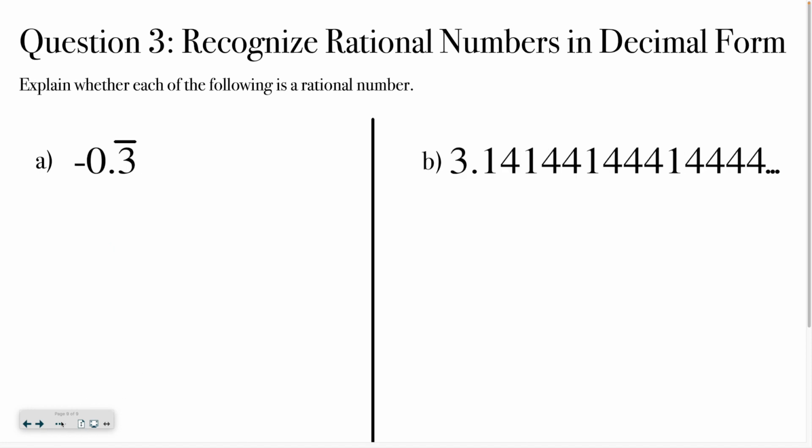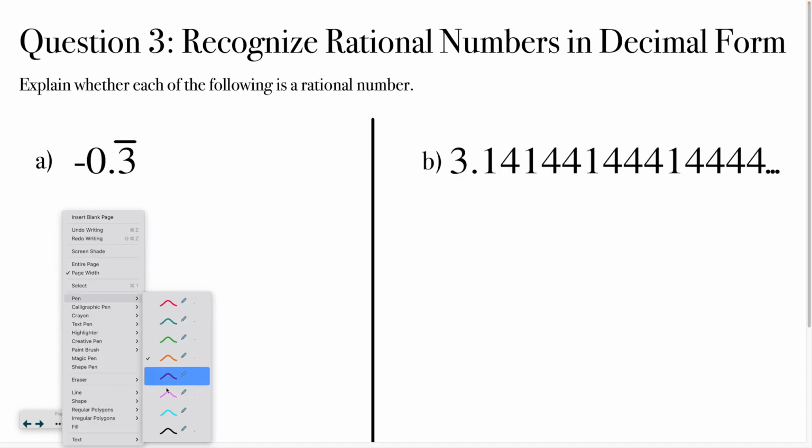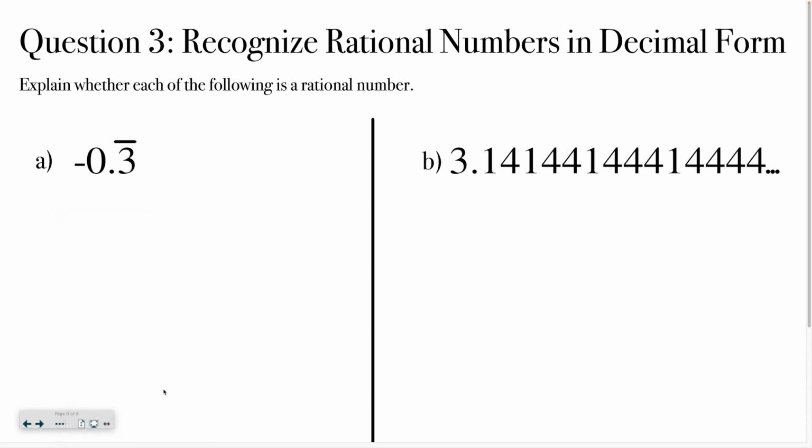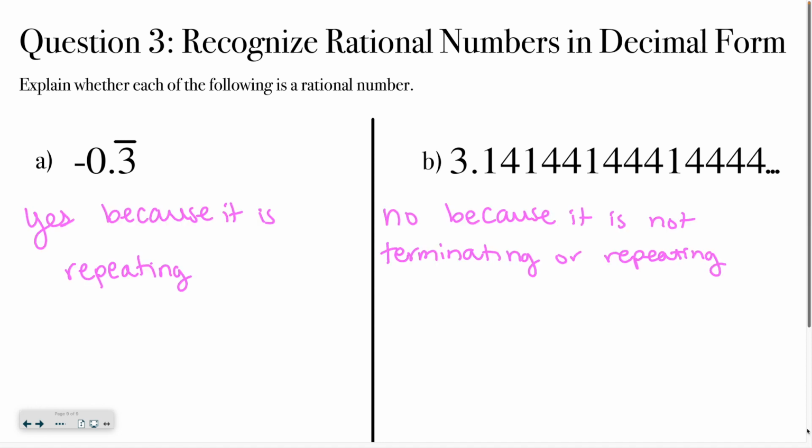Now looking at this question, I want you to answer whether or not these are rational. Okay, so look at letter A, figure out, is that rational? Look at letter B, is that rational? Good luck. All right, for this problem, hopefully for letter A, you said yes because it is repeating. That bar notation tells us that that 3 is going to repeat forever. And then letter B, hopefully you said no because it is not terminating. There's those 3 dots at the end. And it's also not repeating.